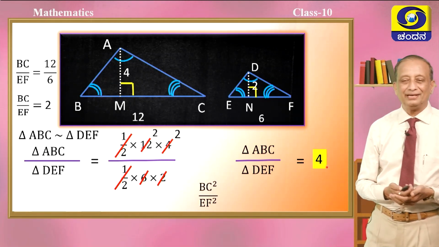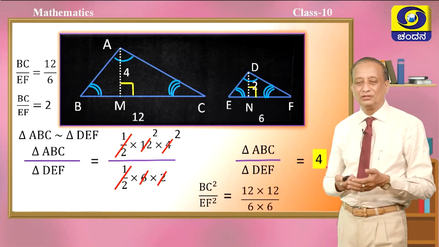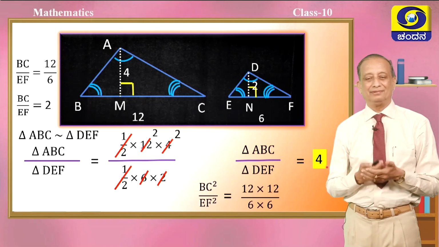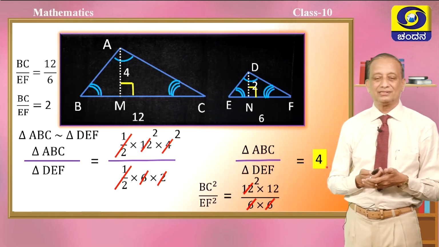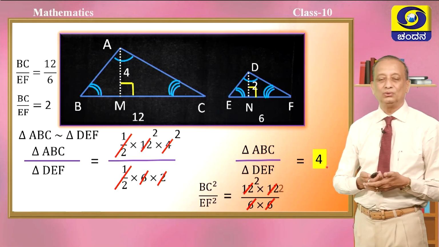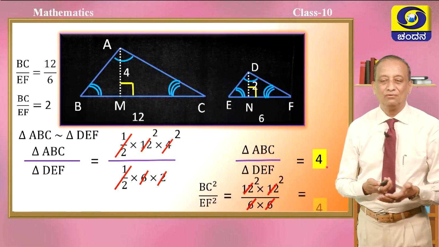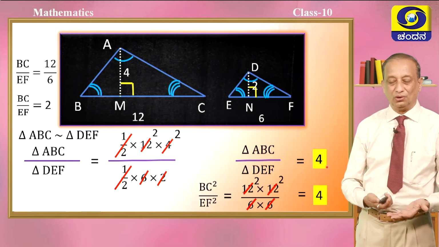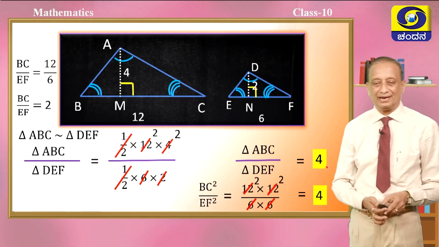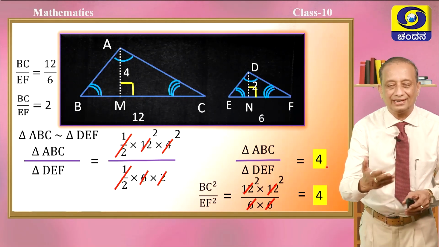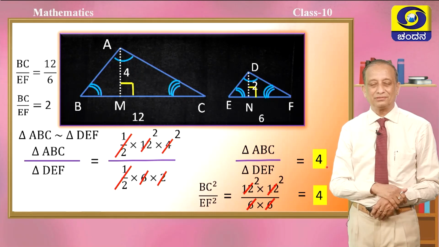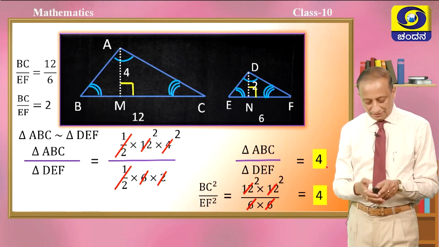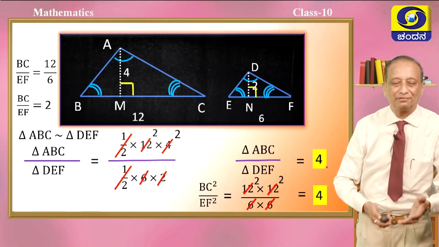BC square by EF square is nothing but 12 into 12 divided by 6 into 6. 6 ones are 6, 6 twos are 12, again 6 ones are 6, 6 twos are 12, so 2 twos are 4. So, the ratio of areas of similar triangles, triangle ABC and triangle DEF, is exactly equal to BC square by EF square. So, what can we infer from this?